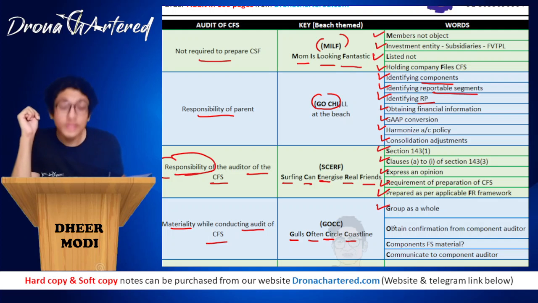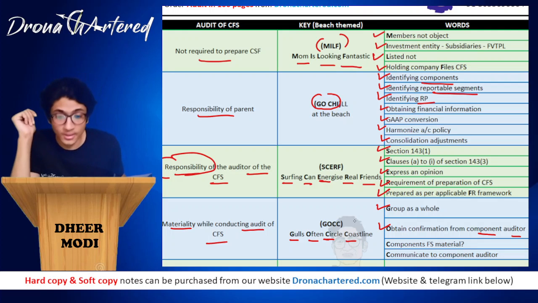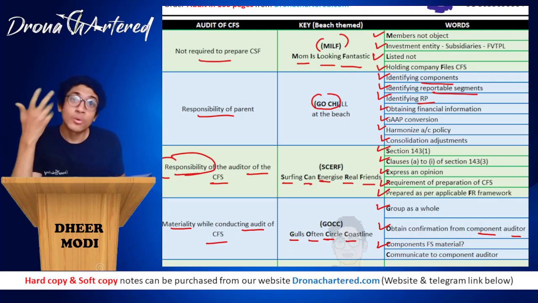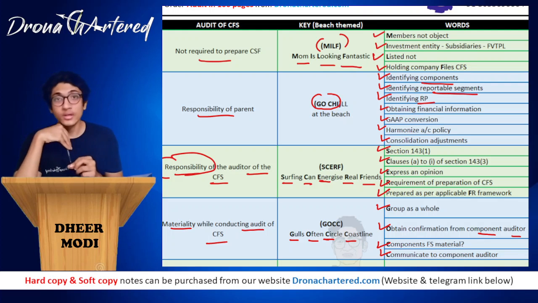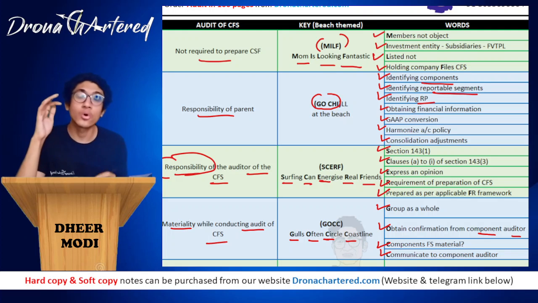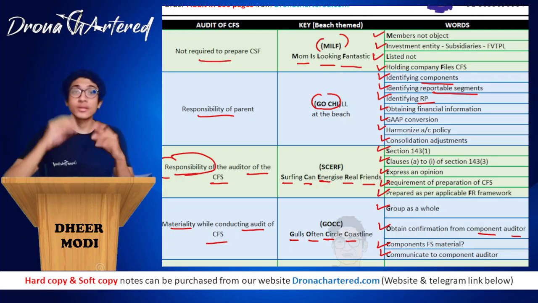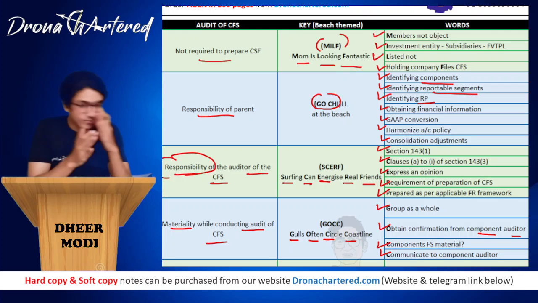That is, G is group as a whole. Materiality will be group as a whole. Then O is obtain confirmation from component auditor about your independence, code of ethics, etc. Then C is check whether the component financial statements are material or not, and then the other C is communicate to component auditor when you have to determine materiality for each component. So that is your GOCC, that is materiality while conducting audit of CFS. Gulls often circle coastline.